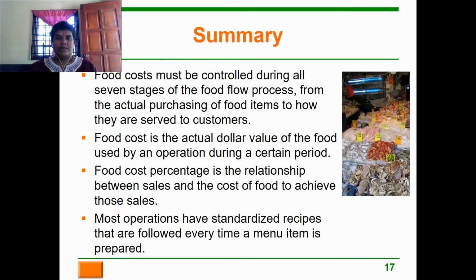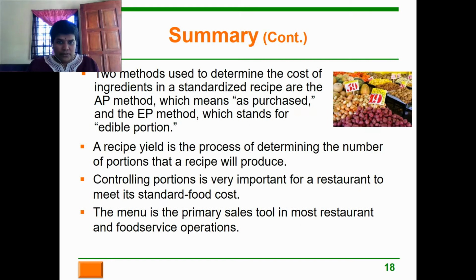So, a summary for this section: food costs must be controlled during all seven stages of the food flow process, from the actual purchasing of food items to how they are served to the customer. Food cost is the actual dollar value of the food used by an operation during a certain period of time. Food cost percentage is the relationship between sales and the cost of food to achieve those sales, and most operations have standardized recipes that are followed every time a menu item is prepared. Why do we need to follow them every time? Because it simply reduces unnecessary costs incurred. There are two methods used to determine the cost of ingredients in a standardized recipe: the AP method and the EP method.